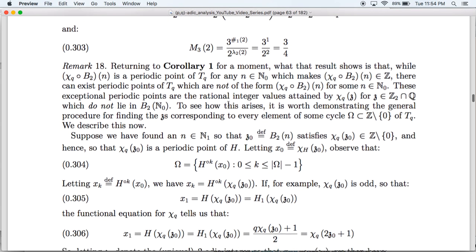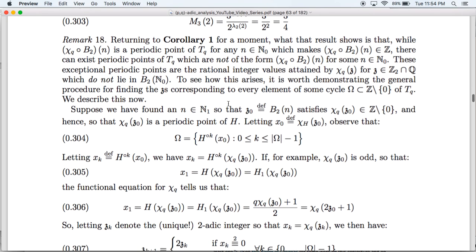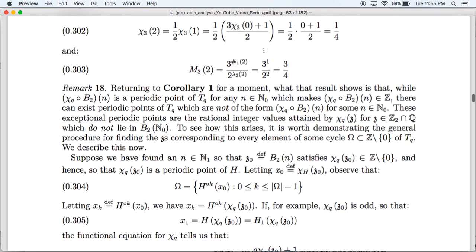Okay, so now the thing I talked about, the cyclic permutations, we're going to deal with that now. What this result shows is that this composition is a periodic point of TQ for any positive integer, which makes this thing an integer. However, just because all of these things will be periodic points when they're integers, that does not mean that every periodic point is going to be of this form.